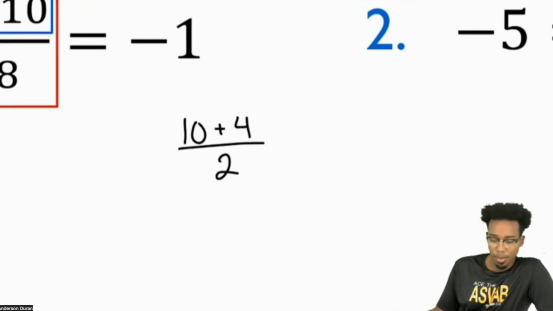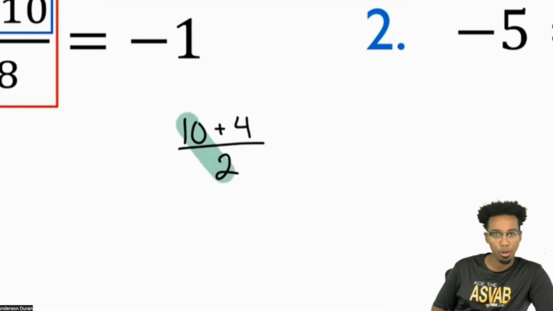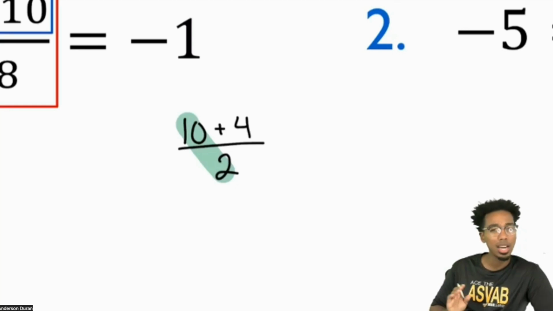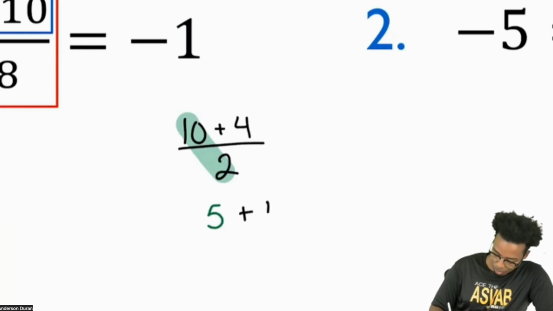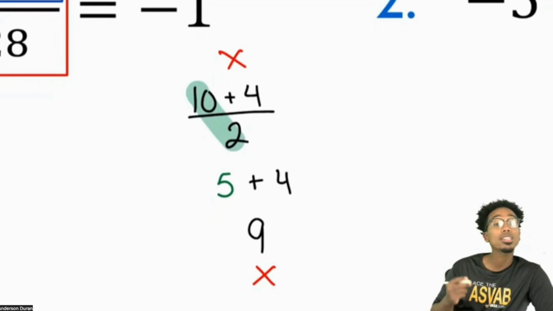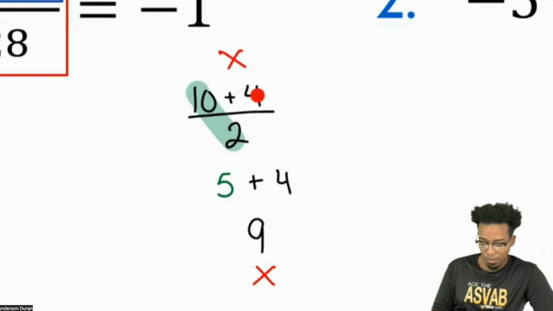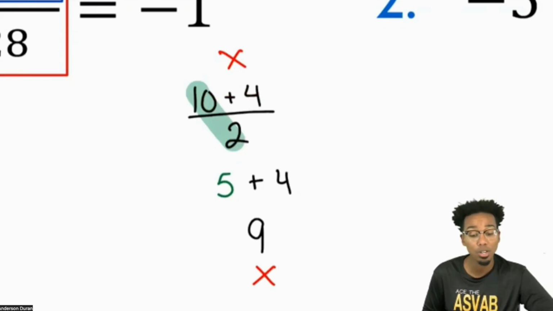Here's the idea, everybody. You cannot just say, hey, I'm going to do 10 divided by 2, and then I'm going to add 4. If you do it that way, look at how wrong this is. If I do 10 divided by 2 first, that's going to give me 5, and then add 4, and then you get 9. This is incorrect. The reason being, everybody, look. Notice that the 4 is also above the 2. It is the 10 and the 4 divided by 2.